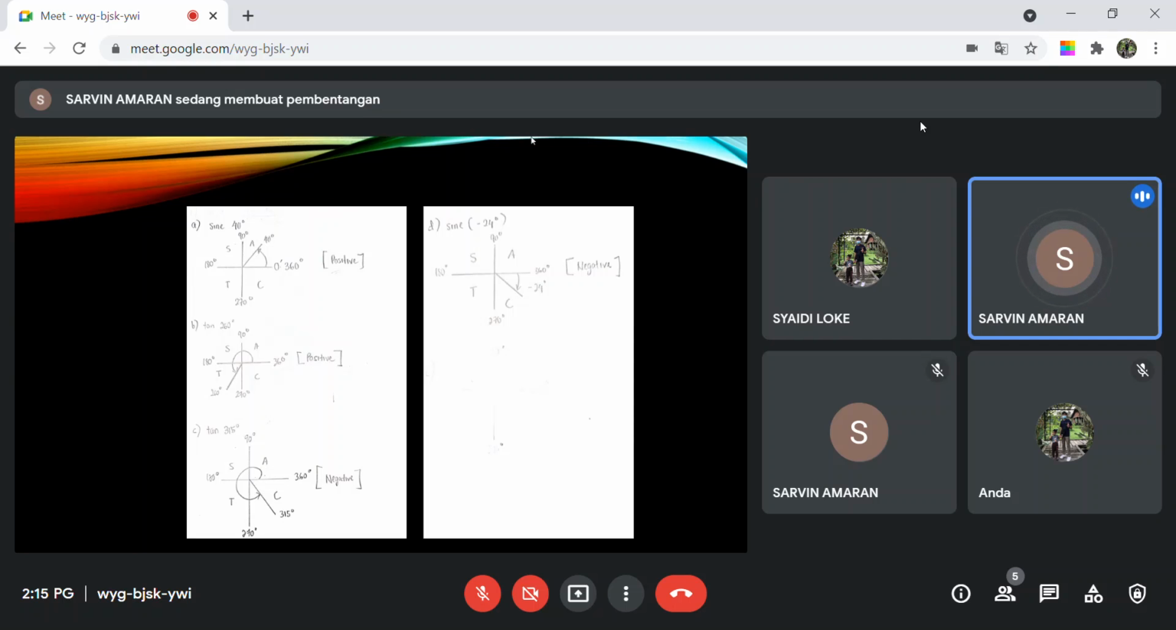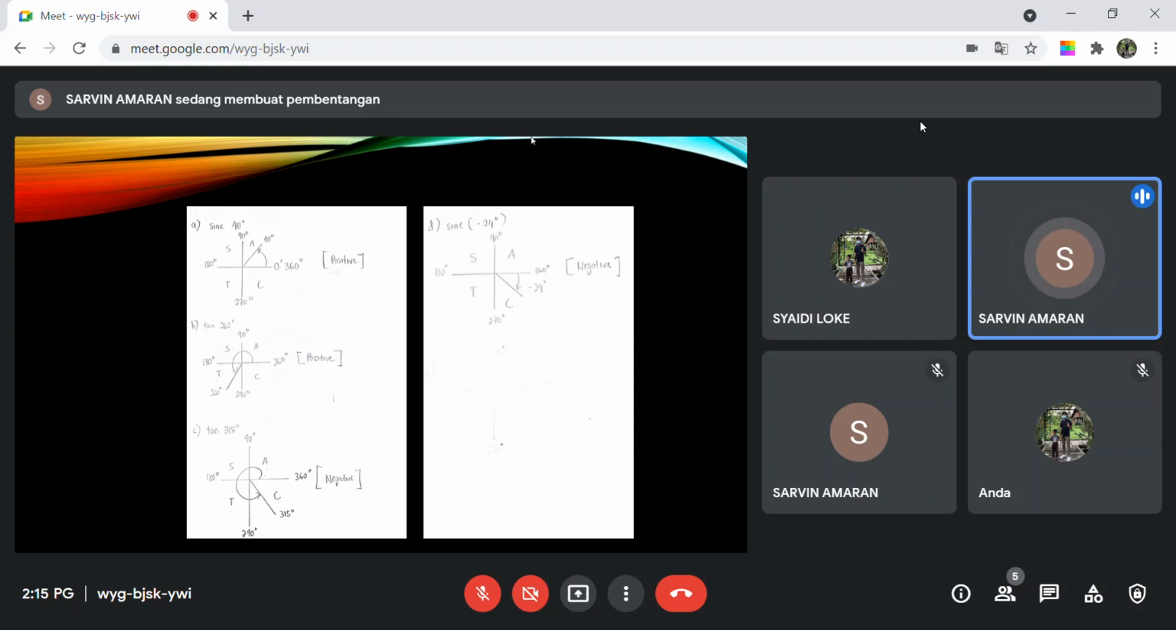C is tan 315. It lands on C, which is Cina. Cos is positive while the rest are negative. But the question is showing tan, and it landed on cos, which means the answer is negative.